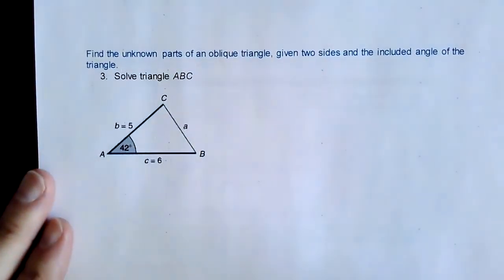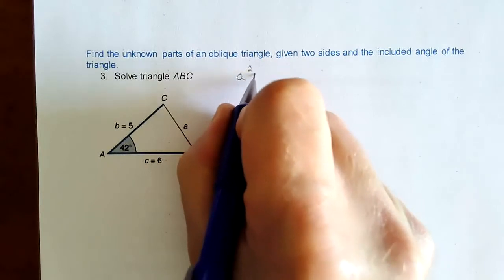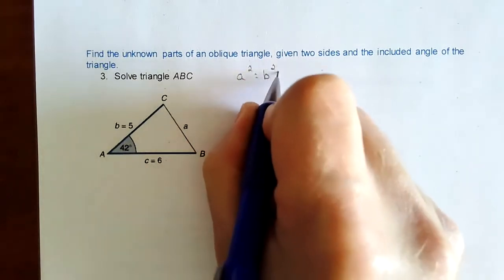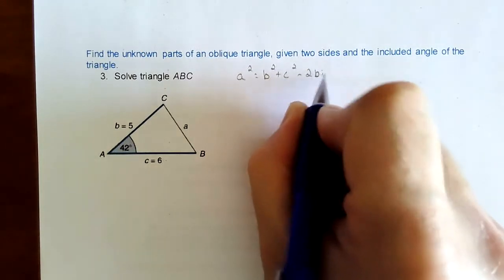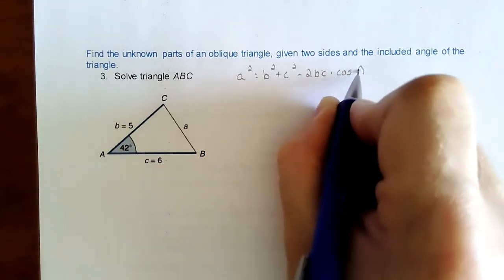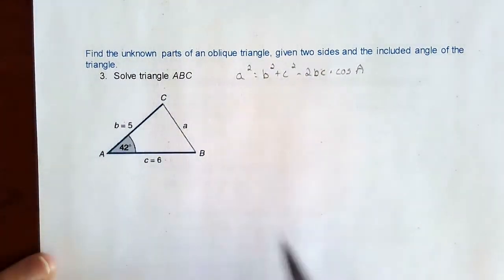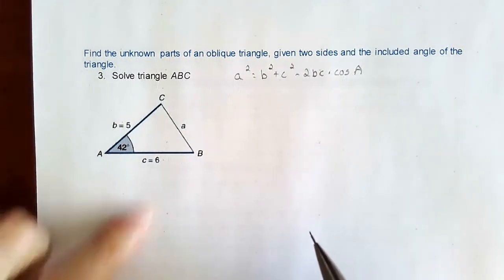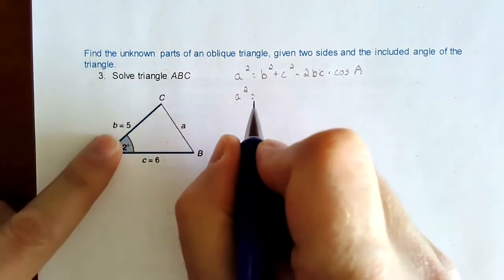So let me write it out and we're going to throw some values into it. We're going to be doing a squared is going to equal b squared plus c squared minus 2bc times cosine of the angle in between, which is angle A. All right, so we have a corner, which definitely screams law of cosines. So the A value we don't know. The B value we do know.